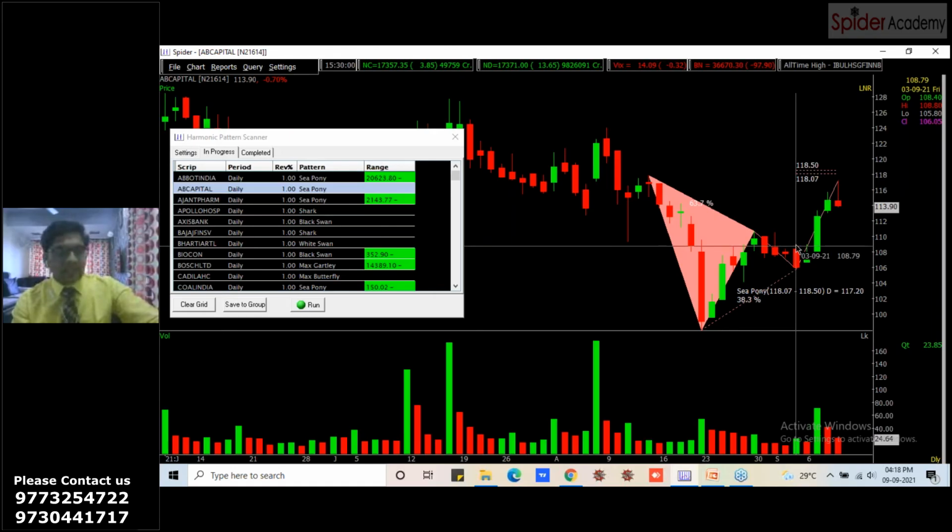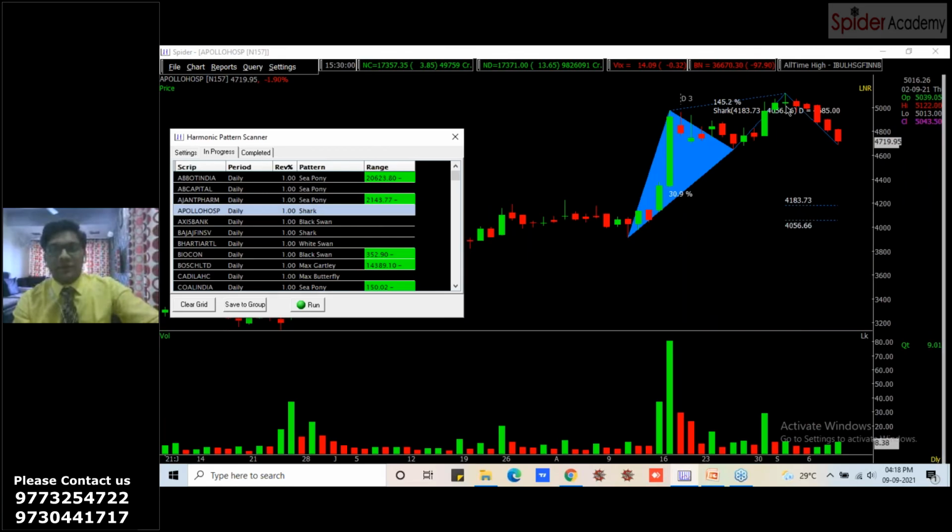In the same way, here we have Apollo Hospital. Here also you can see we have the C point reversal. If I scan this particular script in this region, I can go for the short side, taking this particular high as a stop loss and projecting the targets to these levels. Whenever the price starts approaching those levels, I can start booking my profits, because this is a level where we can have a strong reversal.